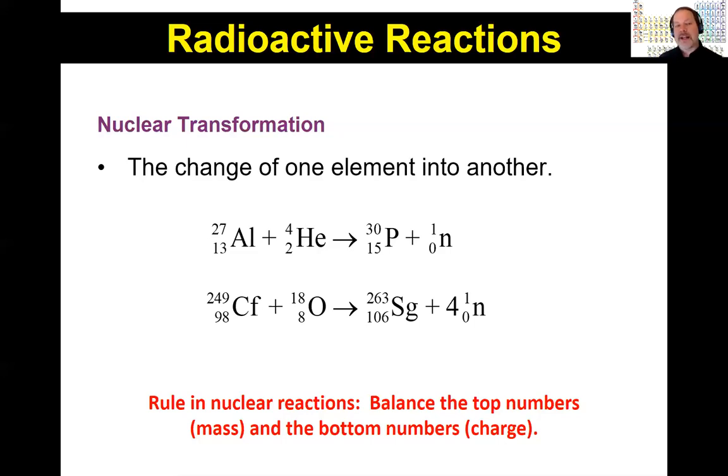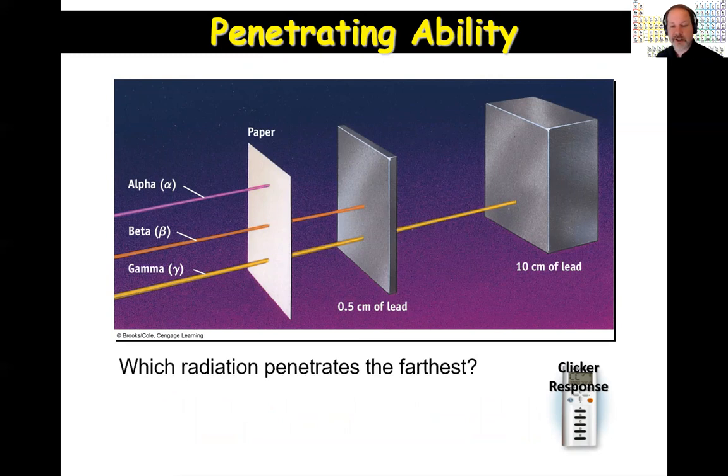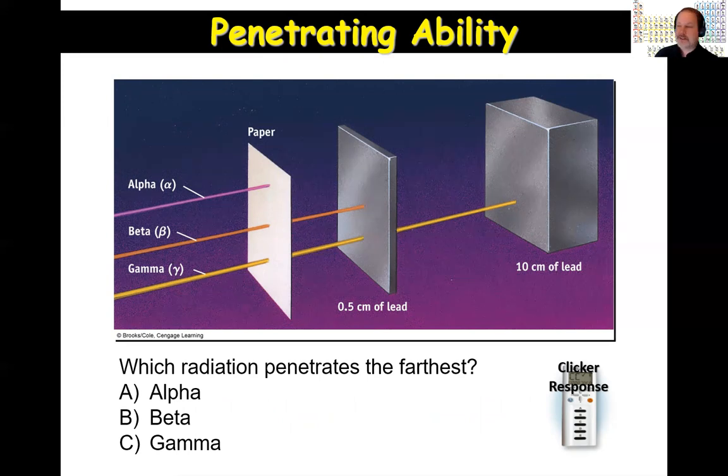So we want to be able to recognize nuclear chemical reactions. All right, something to think about. We were able to show, and this picture is to reiterate it, that alpha particles are stopped by a little piece of paper. Beta particles can go further through that, and gamma radiation even farther. So which radiation penetrates the farthest? Alpha, beta, or gamma? Well, you can see here, gamma is the one that penetrates the farthest.